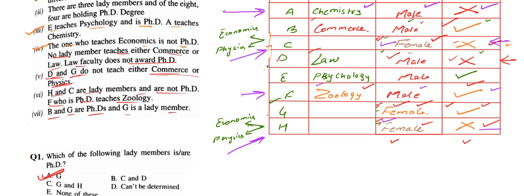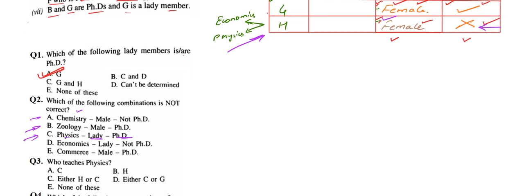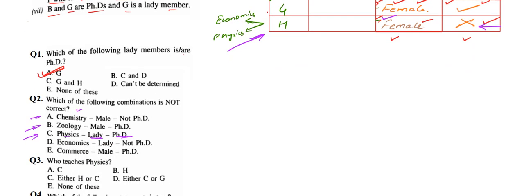do not have PhD. So either C can teach physics or H can teach physics, but we will not get a PhD faculty. So in any case, we will not get a PhD faculty. Therefore, option C is a not correct option. That is, option C is a wrong option. So answer to this question will be option C only.